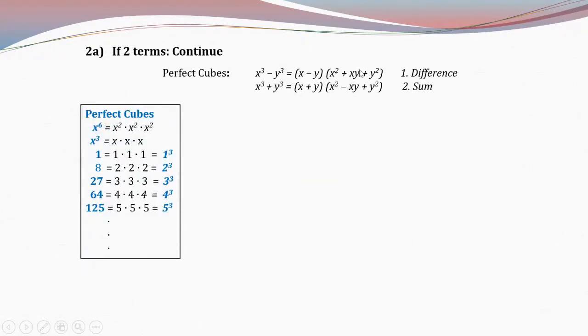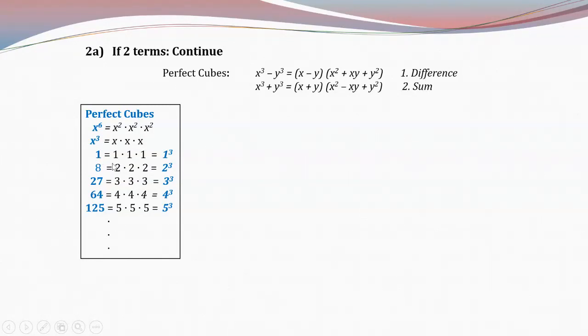Okay, I call this 1 or 2, right? The difference or the sum. For the perfect cubes, you have to know perfect cubes. For example, x to the 6 is a perfect cube. Why? Because a perfect cube means what three numbers or what three variables multiplied by themselves will give you the perfect cube. For example, x to the 6 is a perfect cube because x squared times x squared times x squared will give you x to the 6. Also, x cubed is considered a perfect cube because x times x times x will give you x cubed. Same thing with 1.